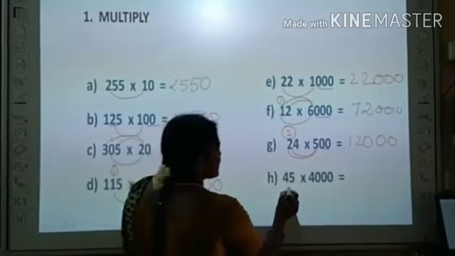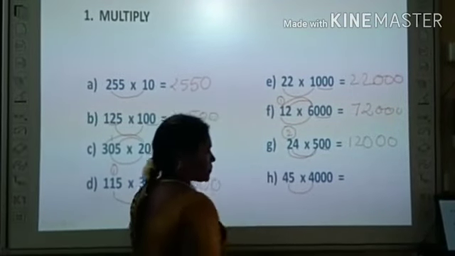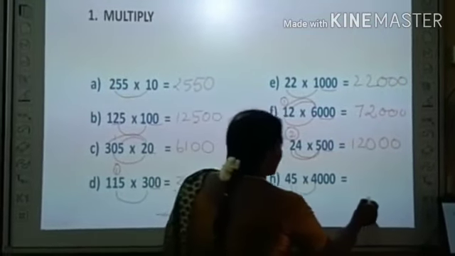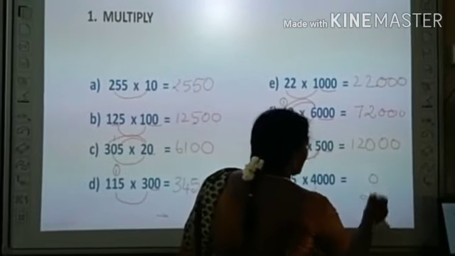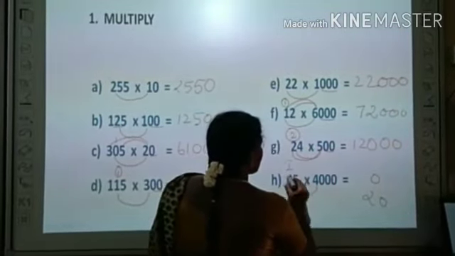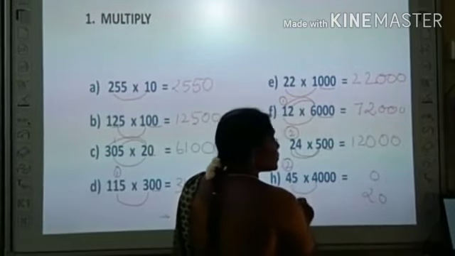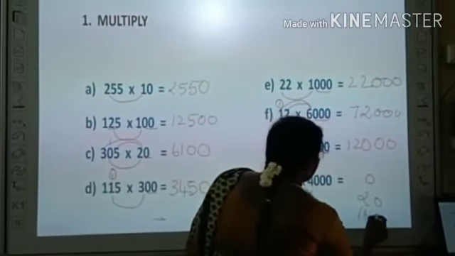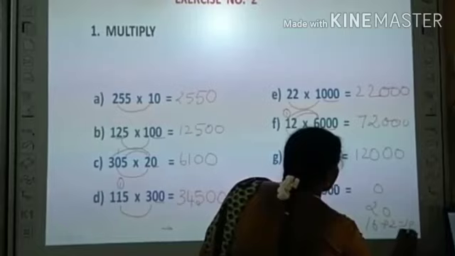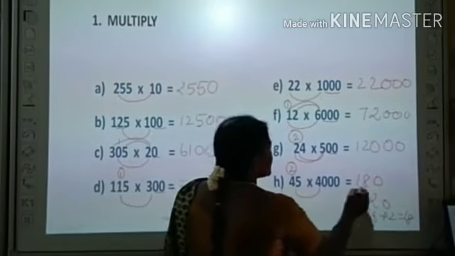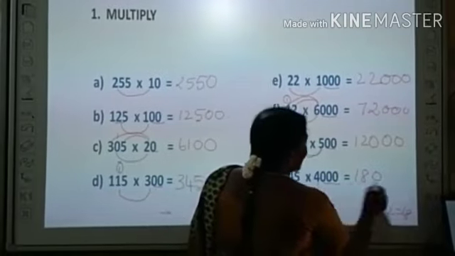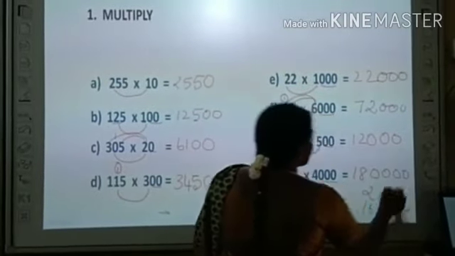Okay. Then next, 45 into 4. Then 4 5s are 20. You put 0. Then 2 is carried over to the tens column. Then 4 4s are 16. 16 plus 2 is equal to 18. Then you write 18. So 45 into 4 is 180. Then you add 3 zeros to the right side.